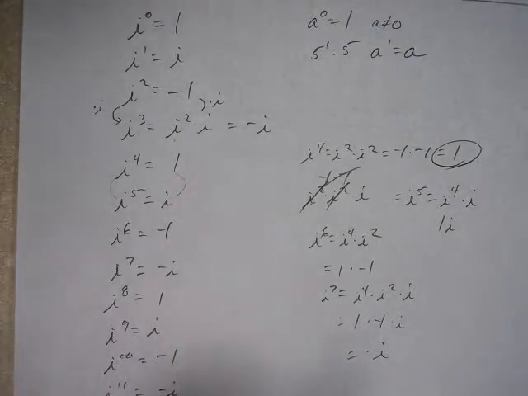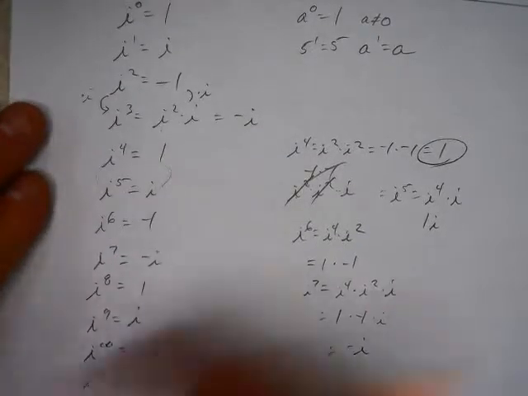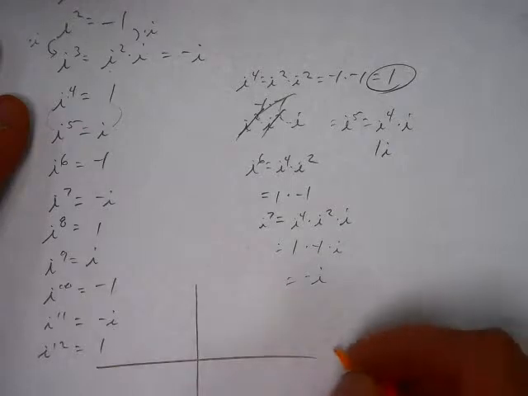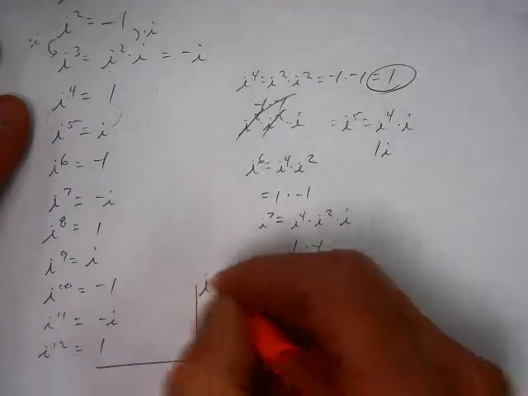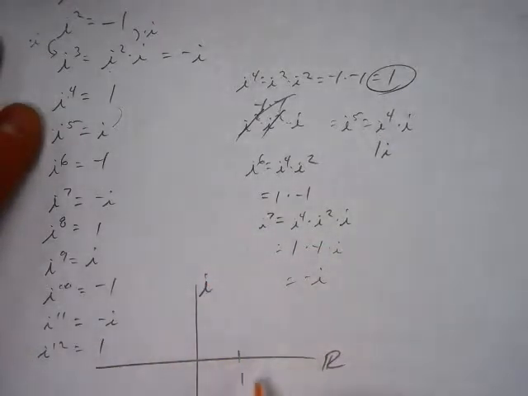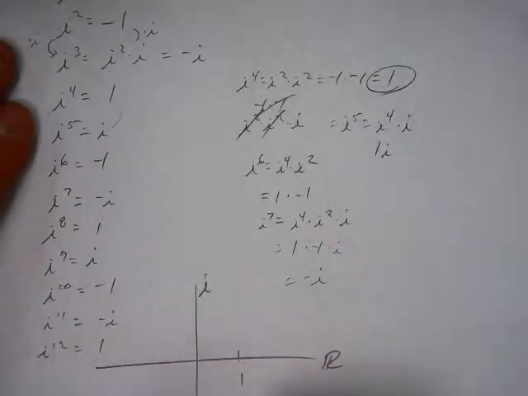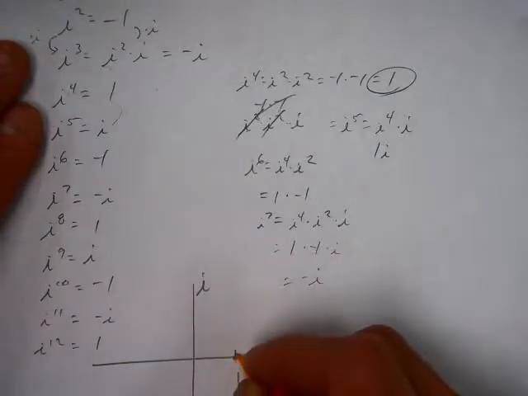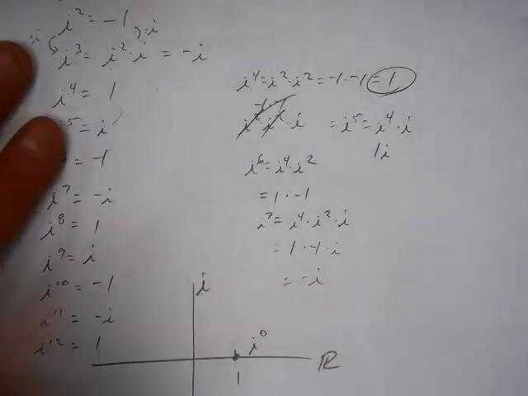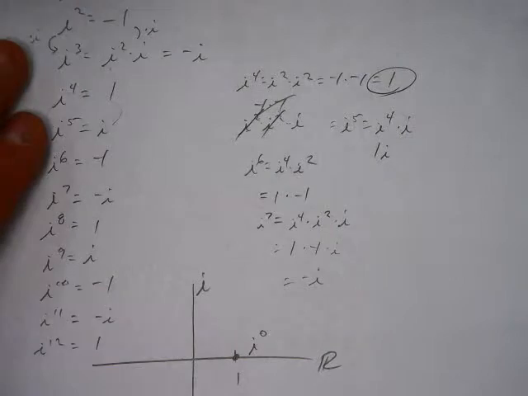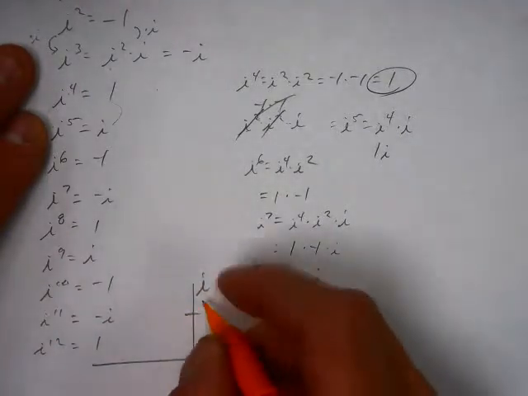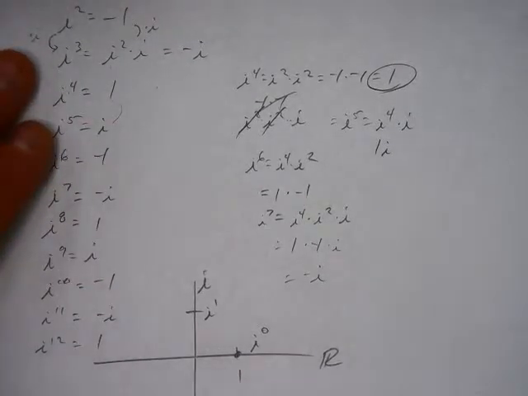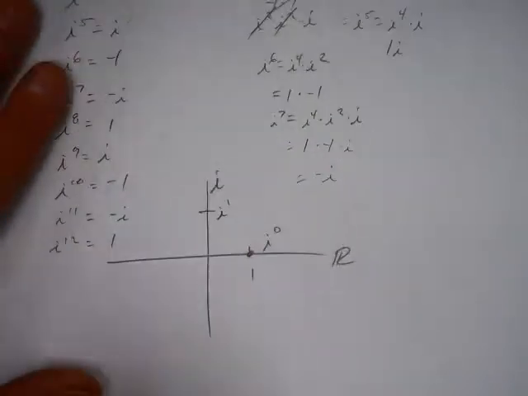And are you ready to have your mind blown? Yes. Get ready, man, okay? What's i to the 0? Let's review. i to the 0 is 1. So there's i to the 0. What's i to the 1st? i. What's i to the 2nd? Negative 1.